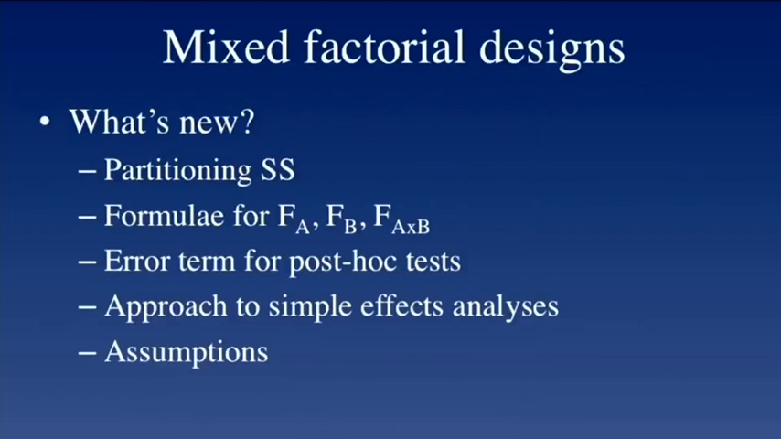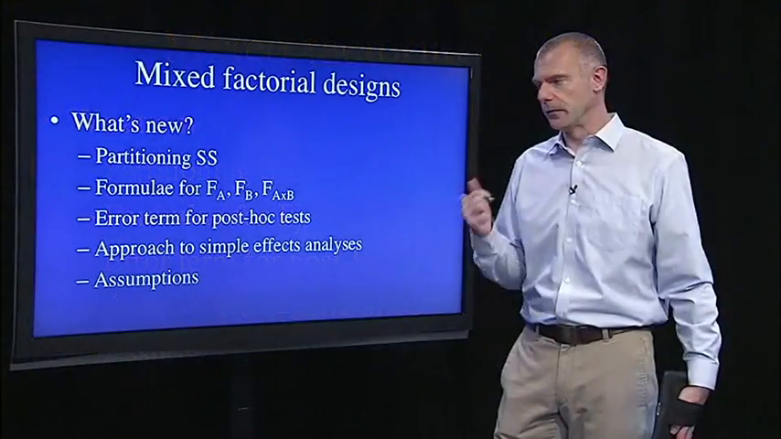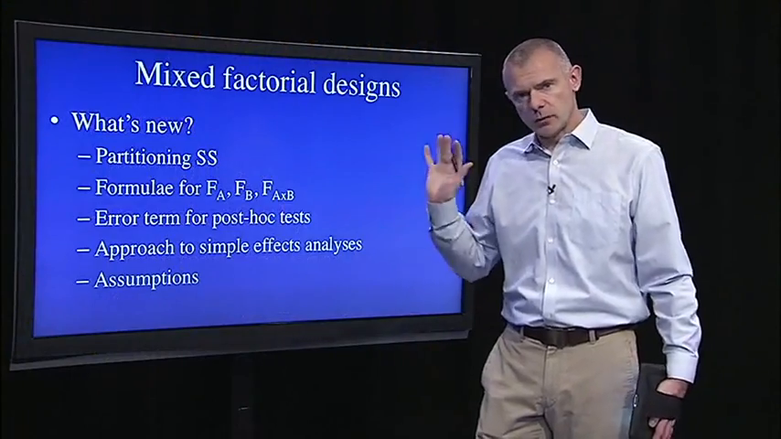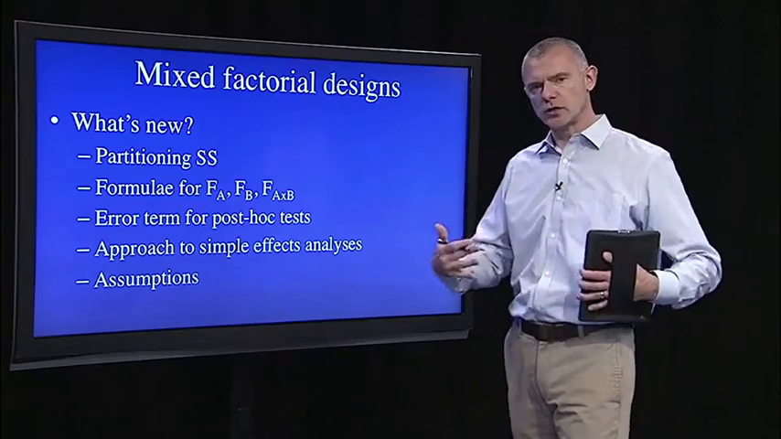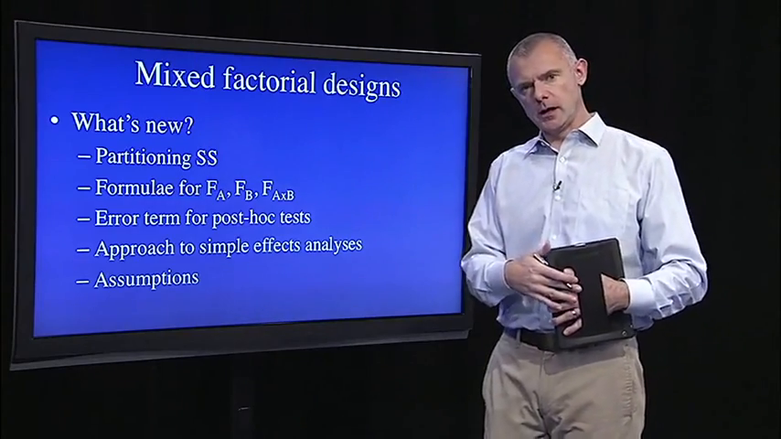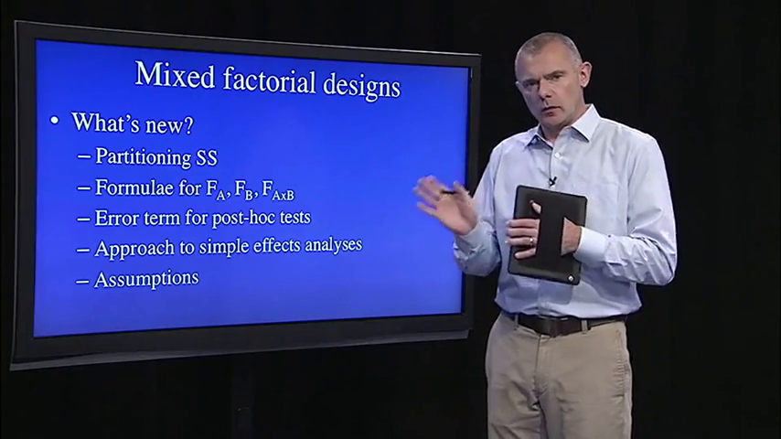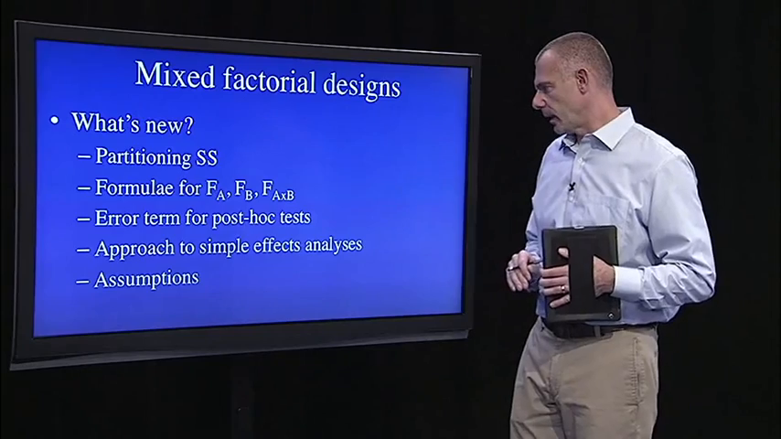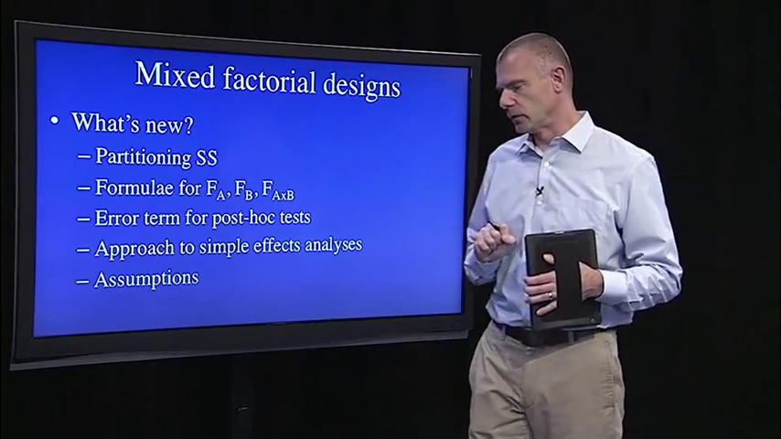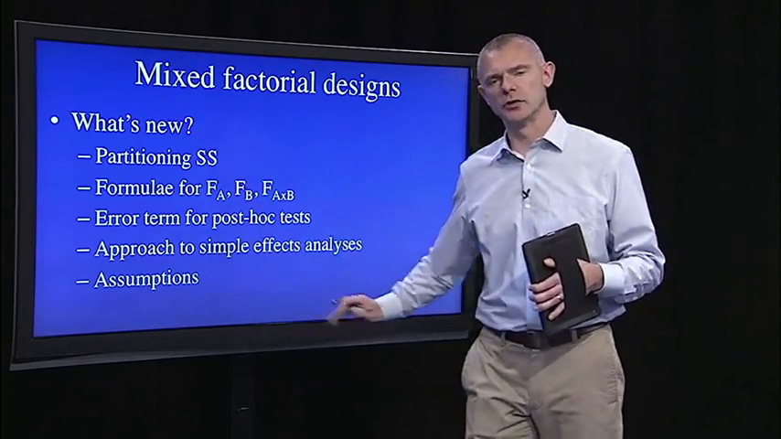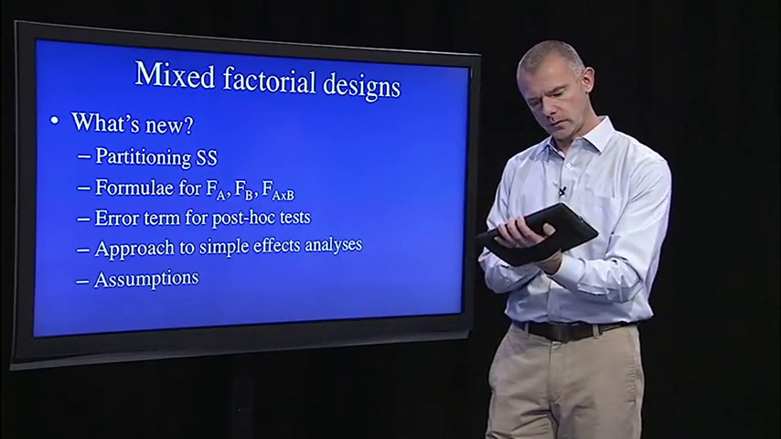So what's new? We've done ANOVA, we've done factorial ANOVA. You'll see a lot's new. Partitioning the sums of squares looks a little different. The formulas for the F ratios are different. The error terms are different. And how you approach simple effects analyses is slightly different. You just have to make a decision which way to go and just be careful about using the right error term. And then there's one more assumption that we need to consider. So let's walk through these.